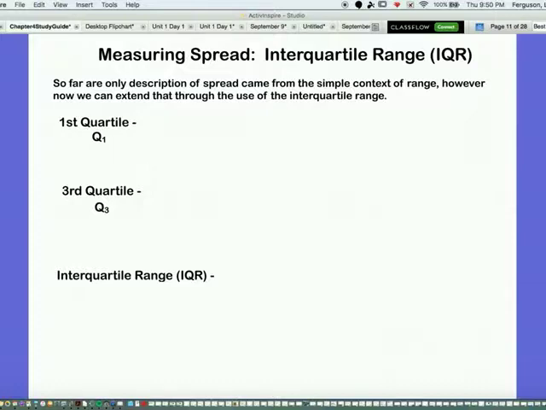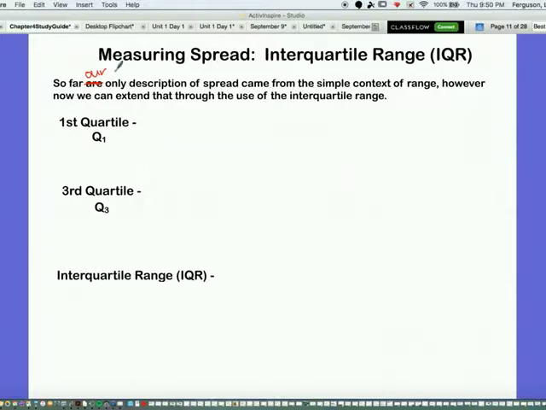Measuring spread. So we've talked about spread and what it is, and so we've talked about how spread is basically the range from the least observation to the greatest observation. And so what we're going to do now is talk about the interquartile range, or what we call IQR. So far, our only description of spread came from the simple context of range. However, we can extend that through the use of the interquartile range.